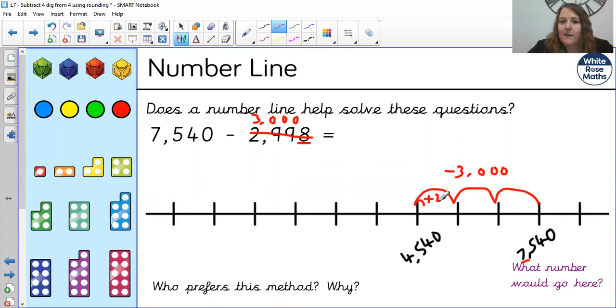So this is where it's different if it's an 8. So our answer would be 4,542. Brilliant. Okay, let's do another one.